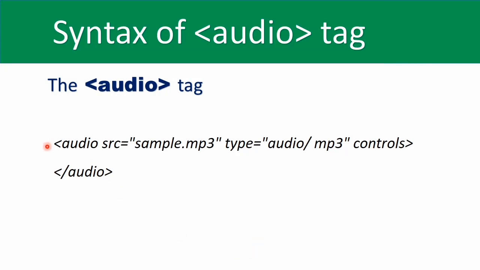See the syntax of the audio tag. The audio tag has the following syntax. Audio, src is the attribute, where you provide the path of your mp3, the song you are going to insert. Then type is the attribute. Here you mention what type of file you are inserting, which may be mp3, WAV or OGG. Suppose I have taken an mp3 file, that's why I have mentioned here audio/mp3. This is for understanding which type of file you inserted in the audio tag.